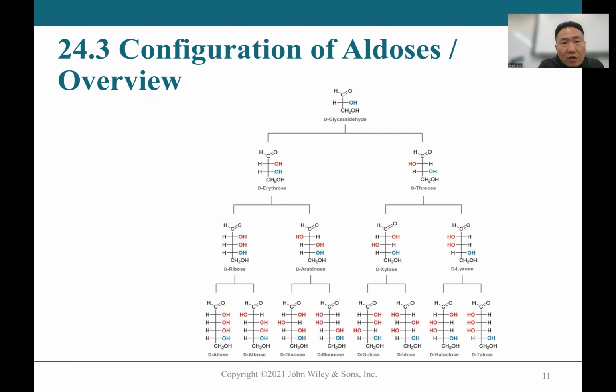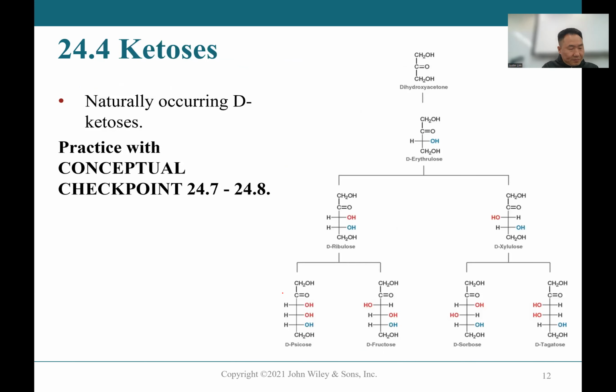So let's check the configuration of aldose overview. This one, D-glyceraldehyde, 1 chiral center, 2 chiral centers, 3 chiral centers, 4 chiral centers. So ketoses. Now can you see the carbonyl group next to alkyl groups? Then 1 chiral center, 2 chiral centers, 3 chiral centers. You can see examples of monosaccharides.